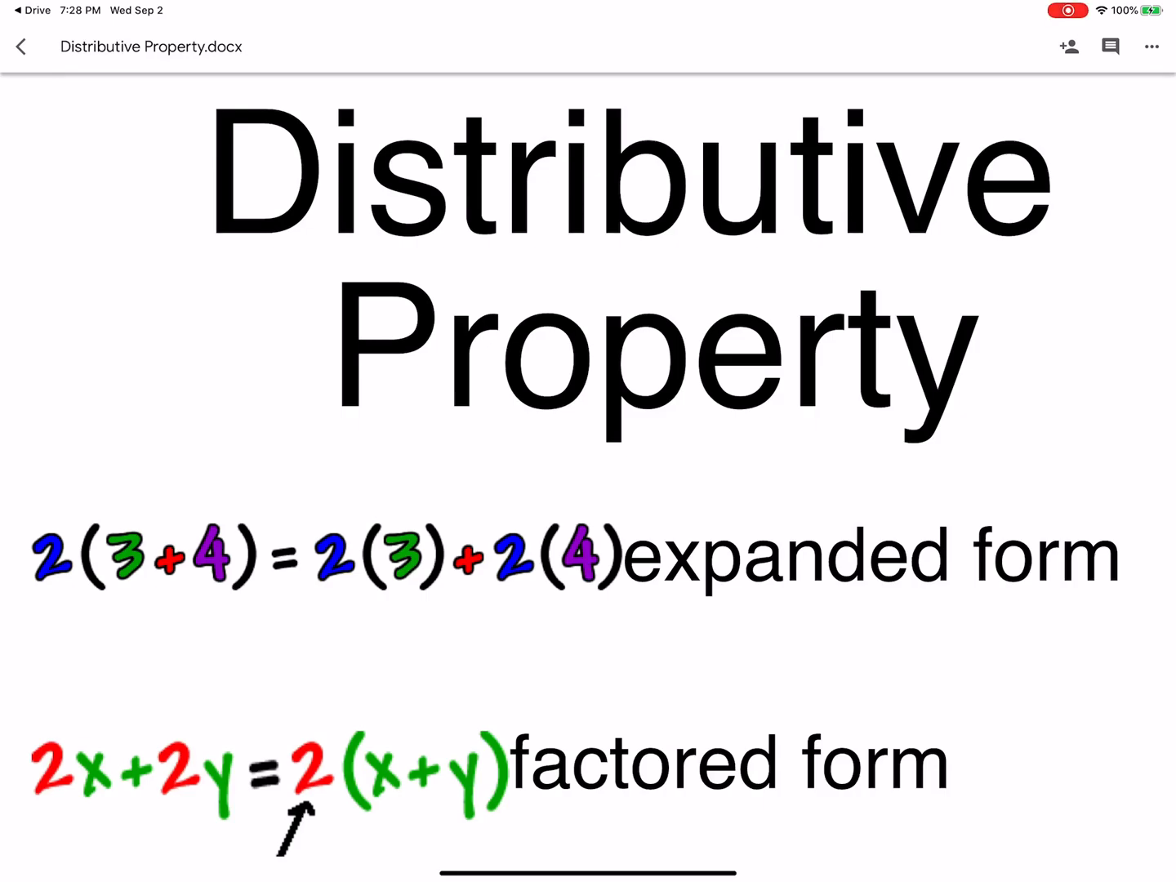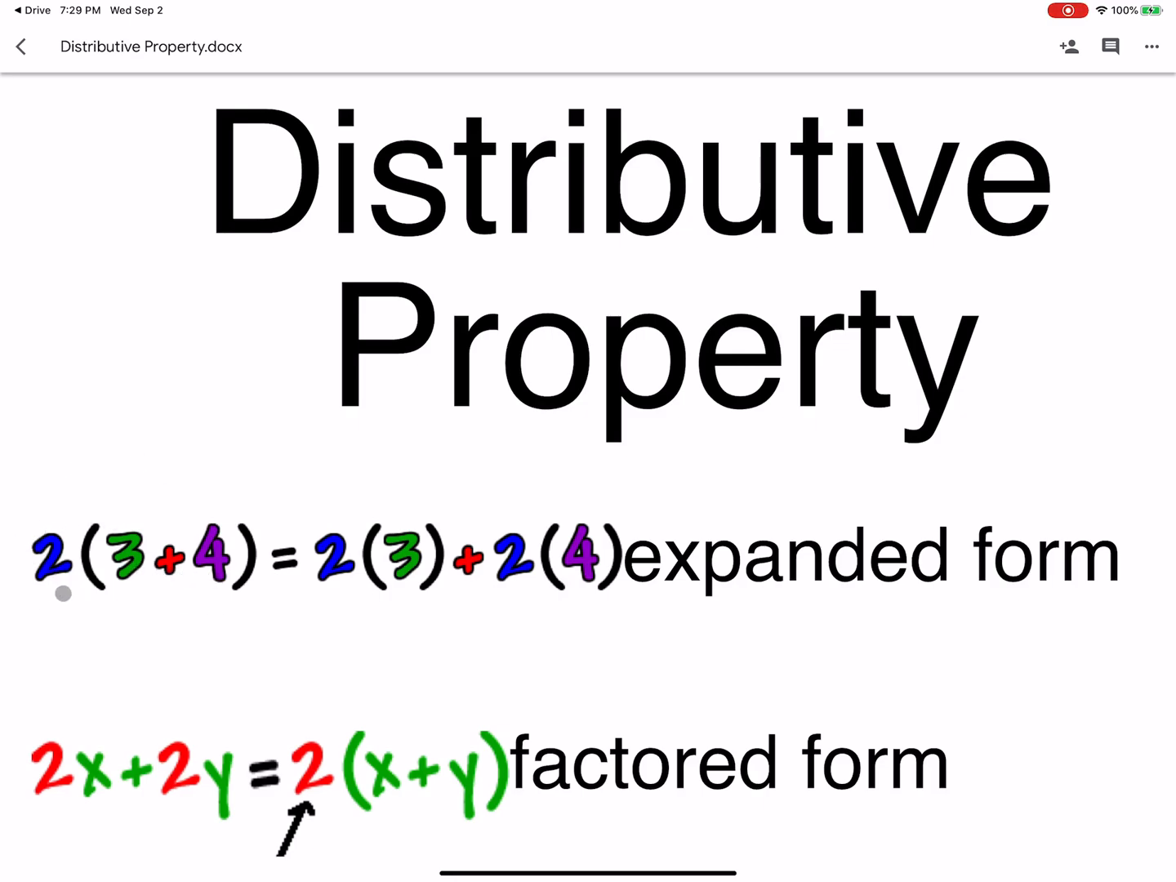All right, so let's talk about distributive property a little bit more. There's two types of forms when we're dealing with distributive property. There's expanded form, which is when you go from what we talked about in the last presentation, where you have a number outside of parentheses and then two terms that are either being added or subtracted inside of parentheses, and you distribute that number. So when you distribute it, in this example, I have 2 times (3 plus 4).